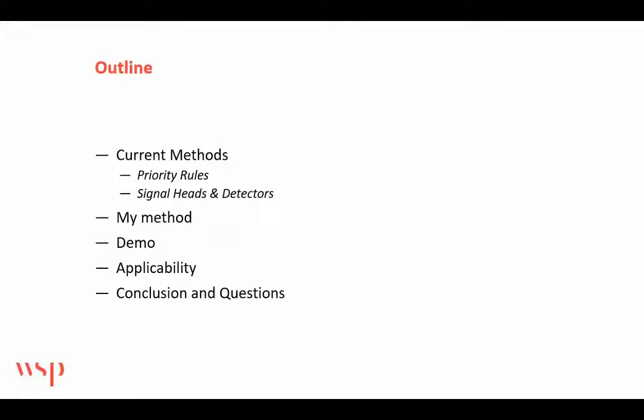So in this presentation, I'll explain how you use Vissim's built-in tools to try to model this behavior as accurately as possible. Then I'll explain the tool that I developed. Then we'll see the script in action, and then I'll talk a little bit about the applicability and usefulness of this tool. Then that will be the end of the presentation. So I can think of 2 ways to model this using Vissim's built-in tools. First is using priority rules, and the second is using detectors and signal heads.